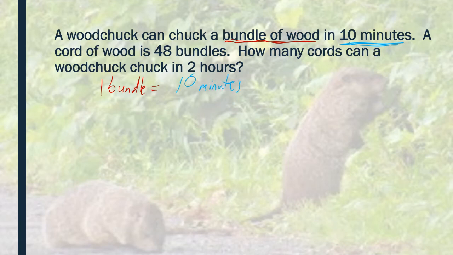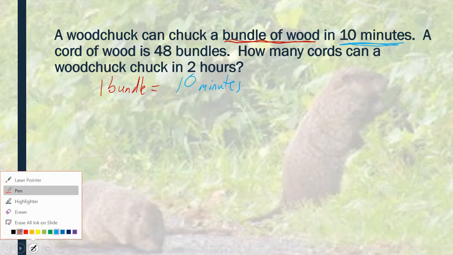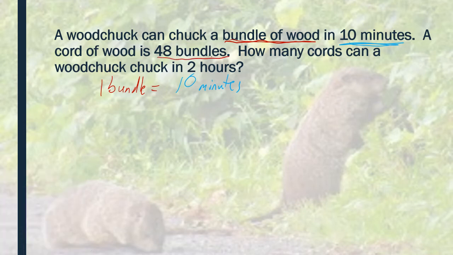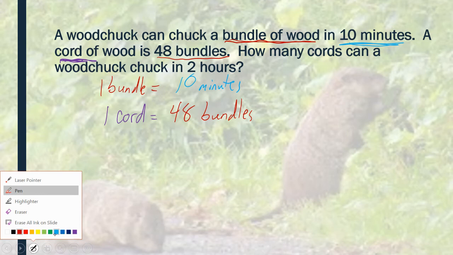All right. And then a cord, so now there's this other thing about wood. There's a cord. So 48 bundles equals 1 cord. And I guess I'll go purple so it pops a little better. So 1 cord is equal to 48 bundles. How many cords can a woodchuck chuck in 2 hours? So now it's offering us 2 hours.